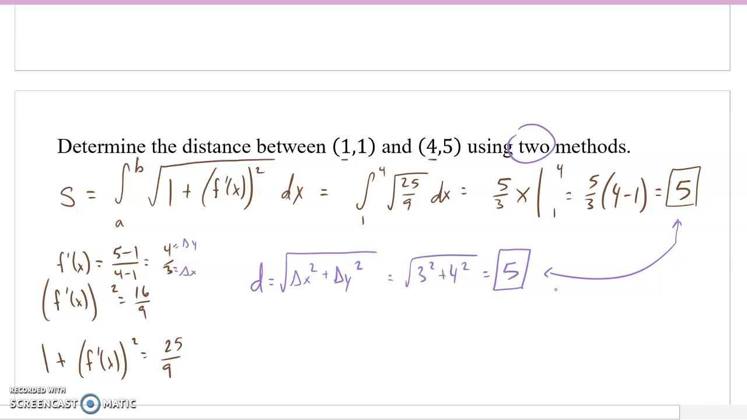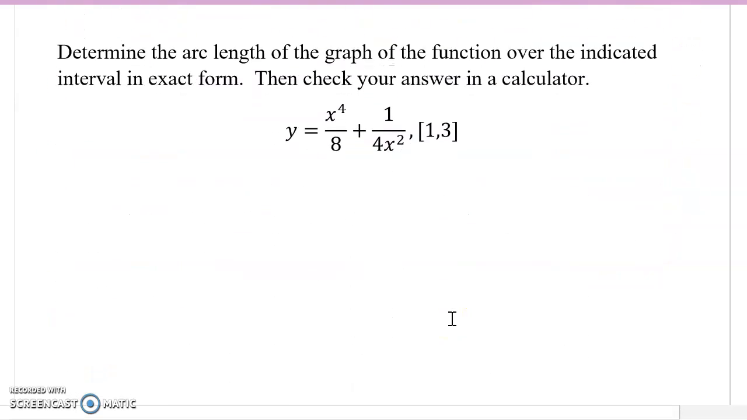Of course, we would prefer the easier method, which is the second method in this case, but that method is only good when we have a linear path. So let's try a nonlinear path. So we'll start with finding the derivative of this function. Well, actually, we'll start by rewriting the function so that it looks a little bit friendlier for derivative purposes.